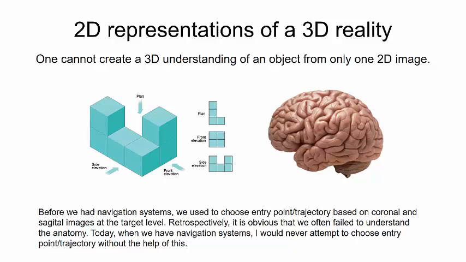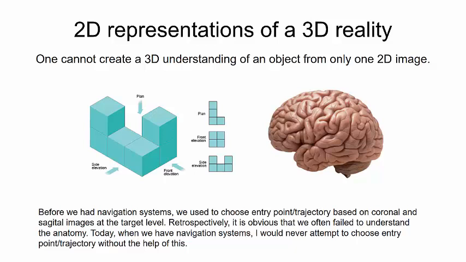When we are looking at the images in the navigation system, we should keep in mind that we are dealing with two-dimensional representations of a three-dimensional reality. One cannot create a three-dimensional understanding of an object from only one two-dimensional image. Before we had navigation systems, we used to choose entry point and trajectory based on coronal and sagittal images at the target level. Retrospectively, it is obvious that we often failed to understand the anatomy.